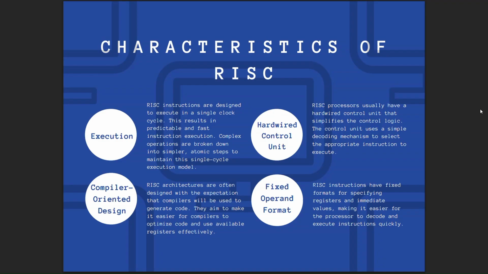Eighth is fixed operand format. RISC uses fixed operands for specifying registers and immediate values. This consistency makes it easier for the processor to decode and execute instructions quickly because the operand locations are always known. These 8 characteristics together define the RISC design philosophy and explain why RISC processors can achieve high performance and power efficiency.